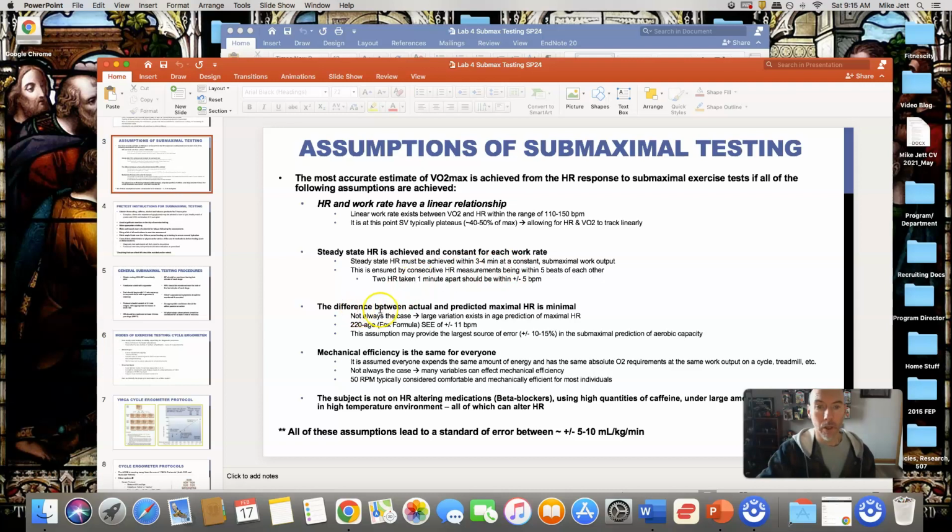Point number 3, we assume that the age predicted max heart rate calculation is accurate. That is not necessarily true either.